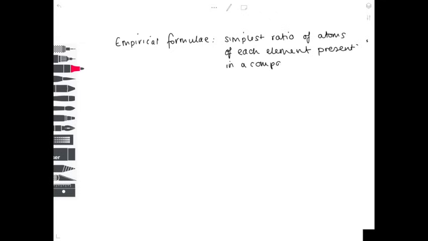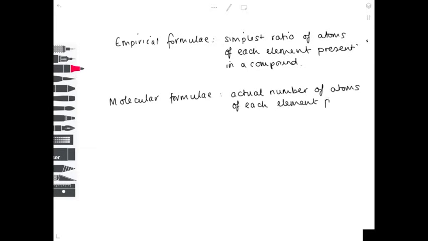So the empirical formula is the simplest ratio of atoms of each element present in a compound. And just to make that really clear what that actually means, we need to look at the molecular formula at the same time, because although they sound very similar, and indeed they are very similar, they have slightly different definitions. So the molecular formula is the actual number of atoms of each element present in a compound.